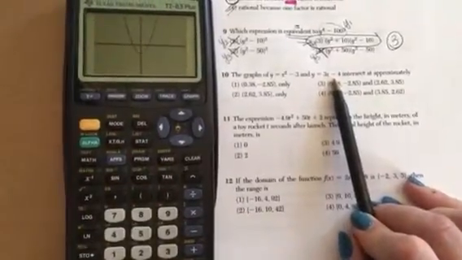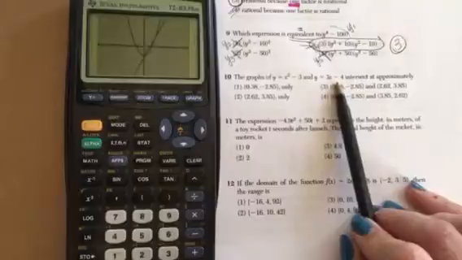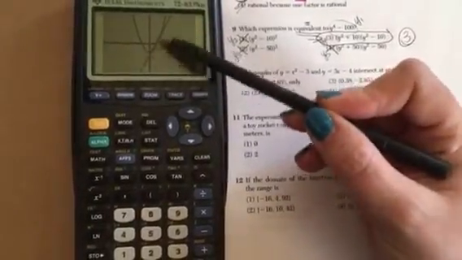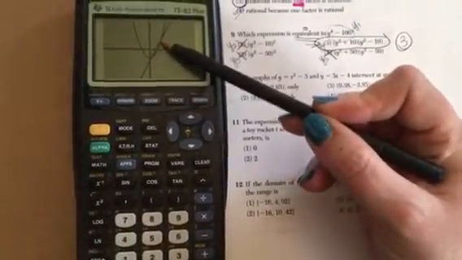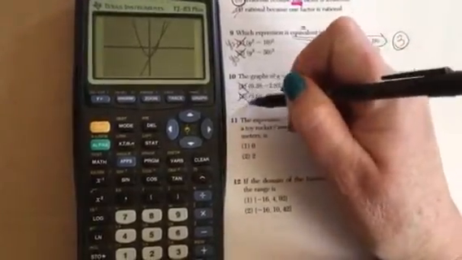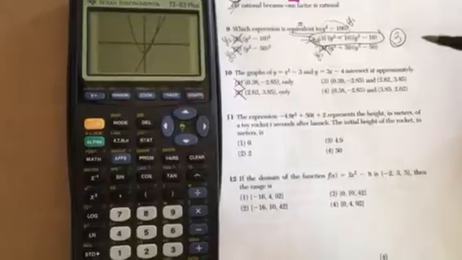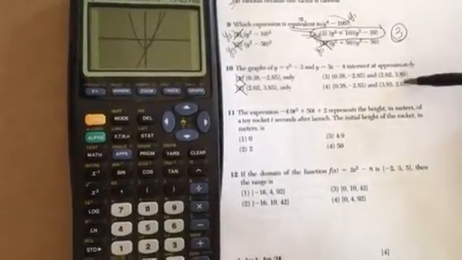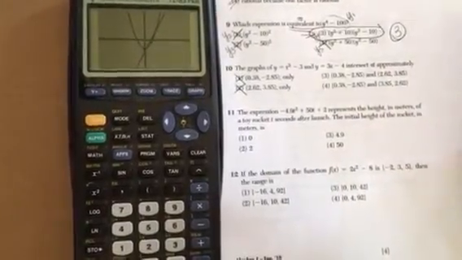Graph. There it is. All right, so right away we can see that it's going to hit twice. We just have to figure out what those 2 points are. So we know it can't be this and it can't be this. So the question becomes, which one of these 2 choices is the answer?